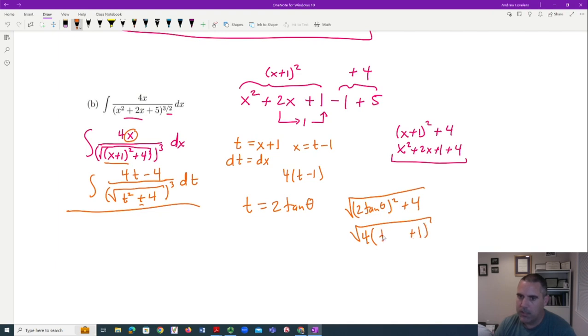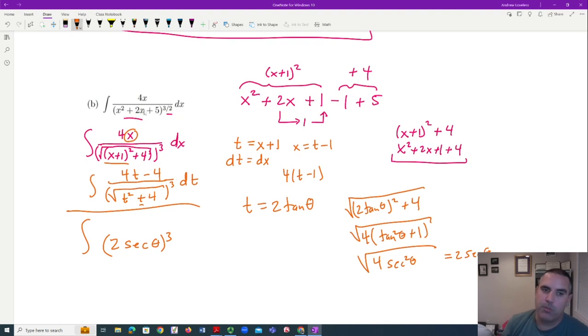You get 1 plus tangent squared. This is why we use a tangent when it's a plus, because we can use this identity. And so that's 2 secant of theta. And now we're ready to go. So it's going to be 2 secant of theta, and that's going to be cubed. And I've seen people mess up the algebra here, so that's why I'm suggesting separating the square root and the cubing.